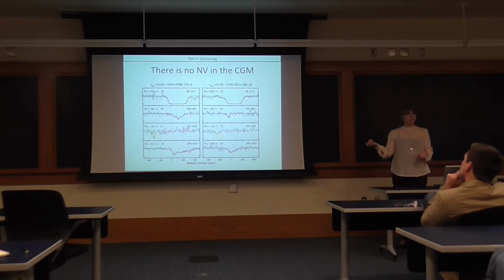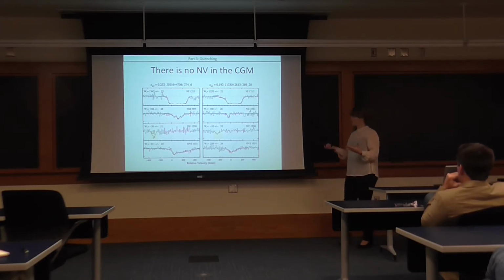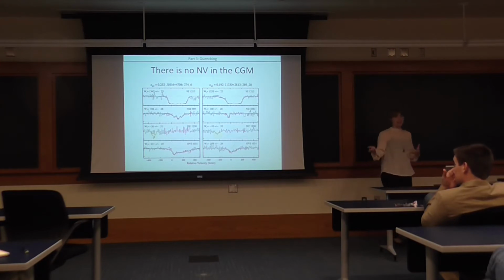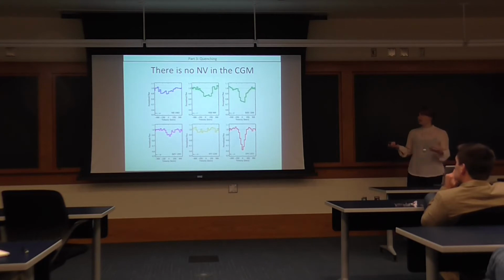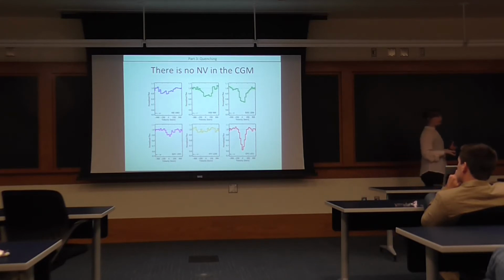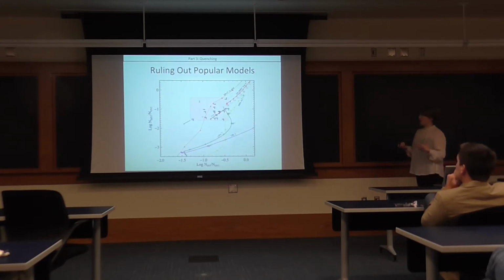The ionization potential of nitrogen-5 is a little bit lower than oxygen-6, but you would expect it to be around the same temperature as oxygen-6. It's a similar ionization potential energy, and yet it's not there. And so you can look at this in terms of stacks. You can stack the Cos-Halos data: nitrogen-2, nitrogen-3, silicon-3, and there's even silicon-4, but there's no nitrogen-5, and then there's a ton of oxygen-6. This absence of nitrogen-5 is actually fairly constraining in terms of what's ionizing the oxygen-6. I'm going to skip this plot.